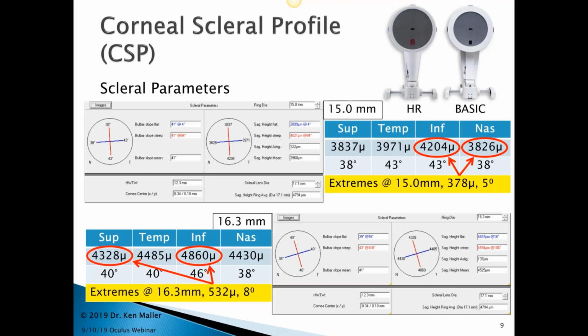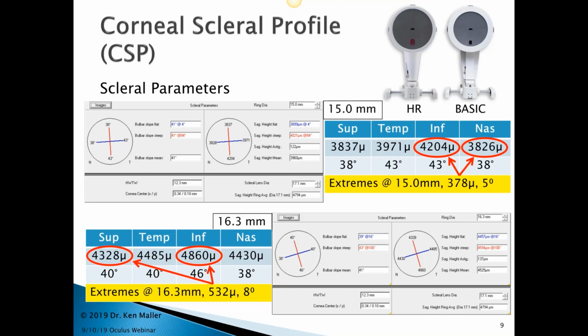Okay, great. Thank you. Our next question is, if you have less than a 300 micron difference on the cornea, can you use a corneal GP? Sure, absolutely. I do. Even if I have more than 300 microns, I'll use a corneal GP.